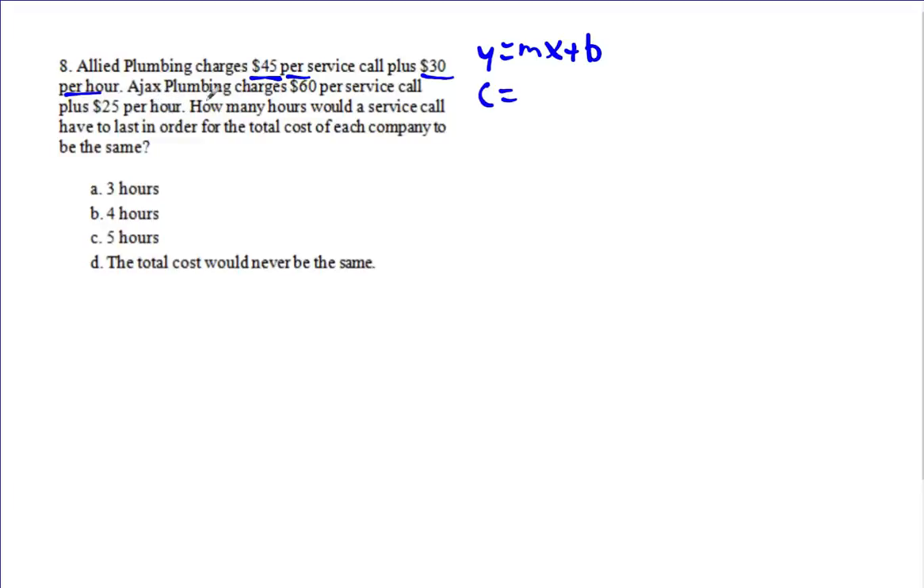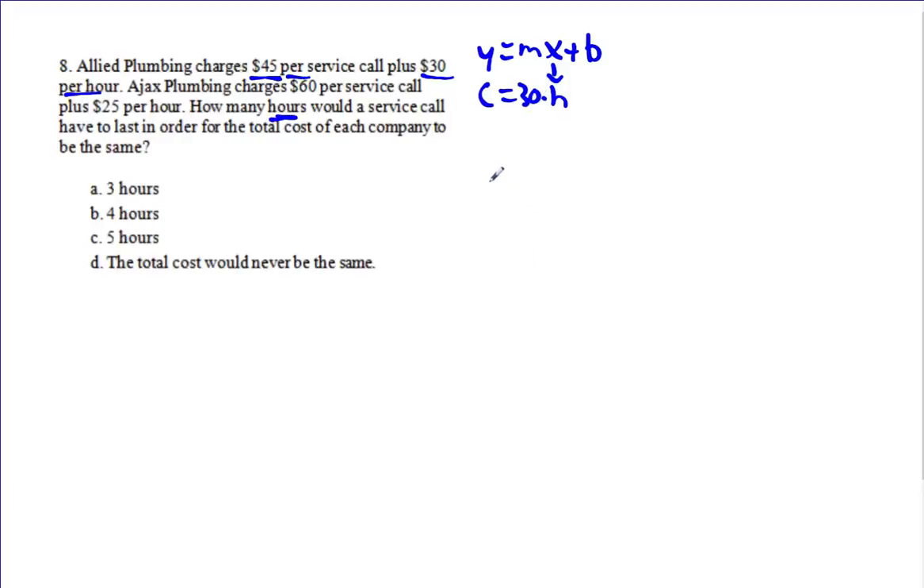Okay, that's okay. We keep reading. So it says how many hours. So that's our other variable. So x is being represented by some number of hours. So the rate we want is how much per hour. Okay. So it says $30 per hour, which means our rate has to be 30.